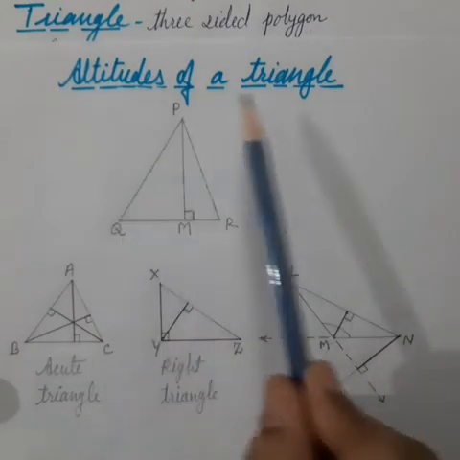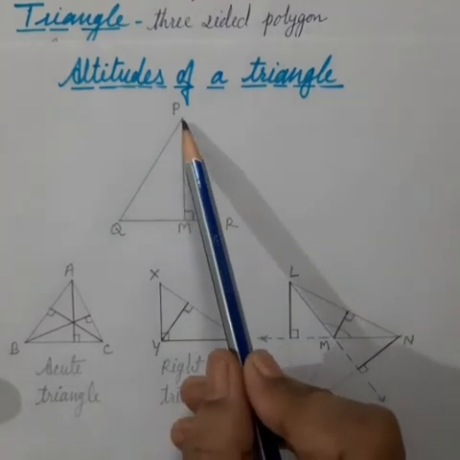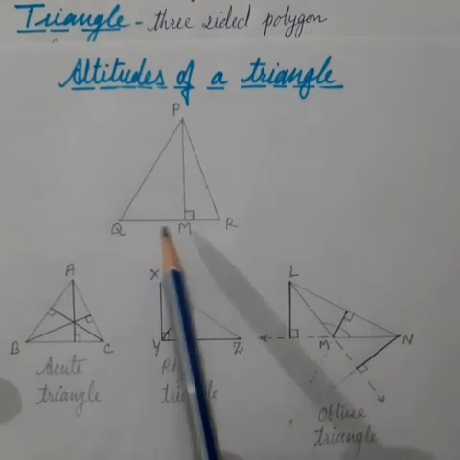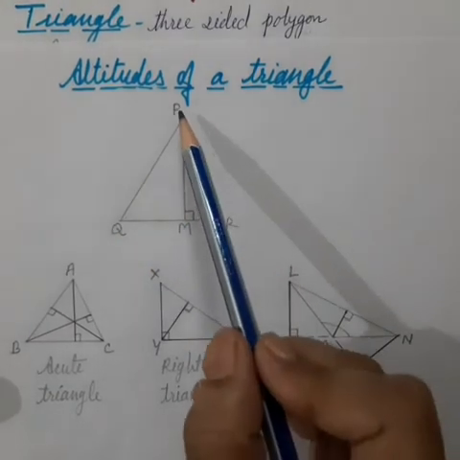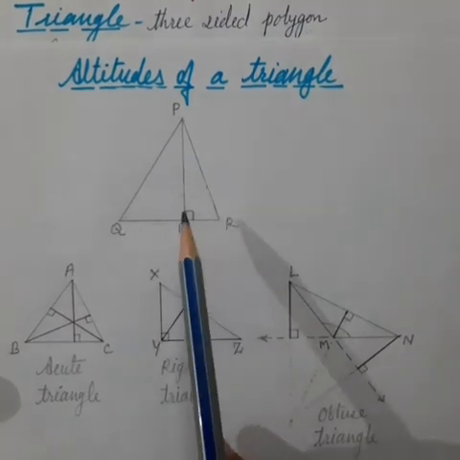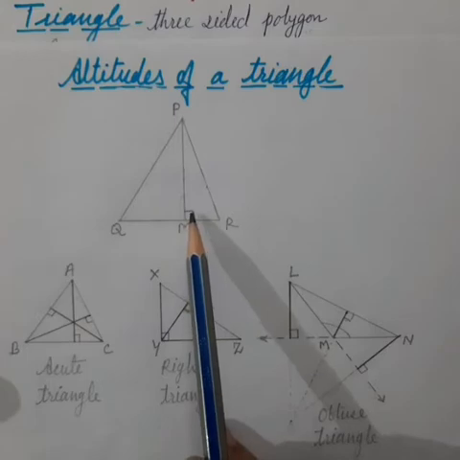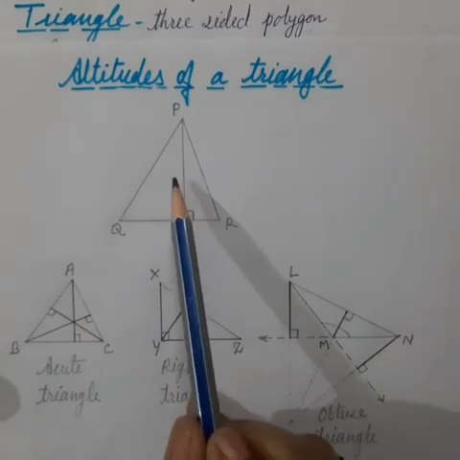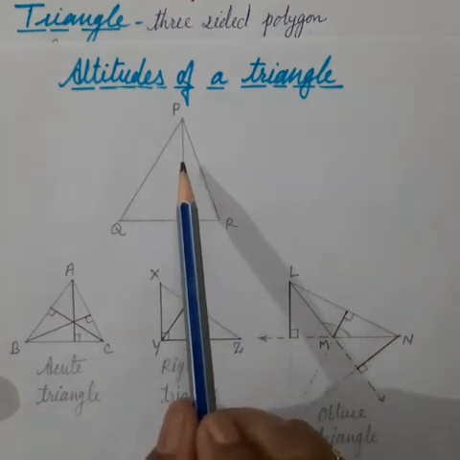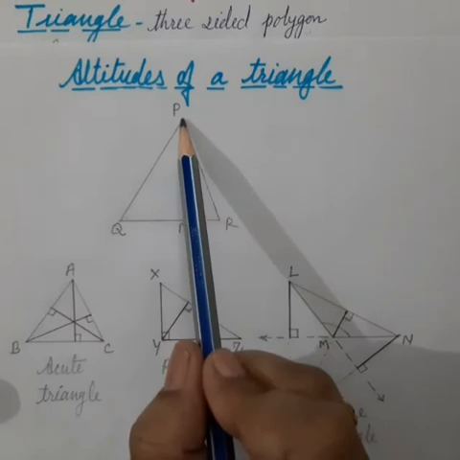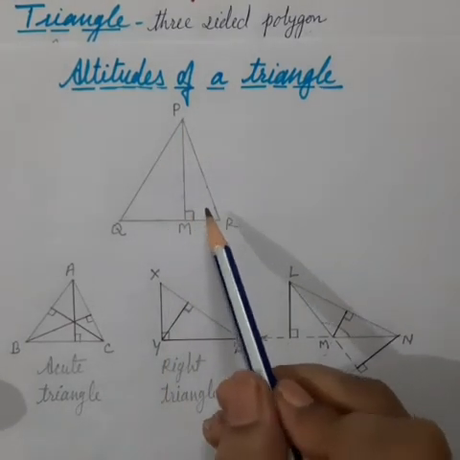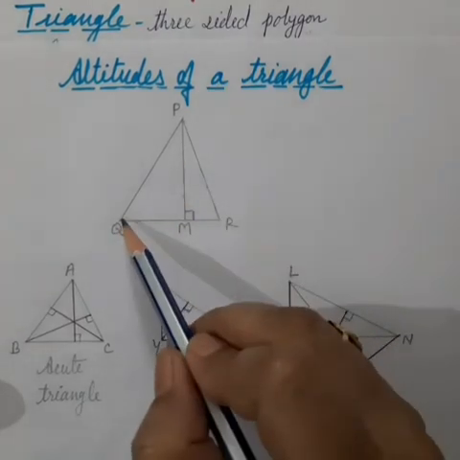Coming to altitudes of a triangle. Now here in triangle PQR, P is the vertex and M is the point on its opposite side. But this line segment PM is perpendicular to its opposite side. Perpendicular means this angle is 90 degrees. This line segment is called an altitude. So an altitude is the perpendicular line segment from the vertex to its opposite side.